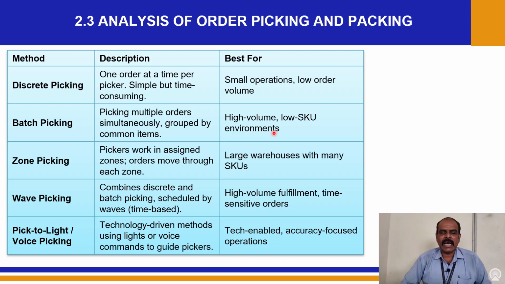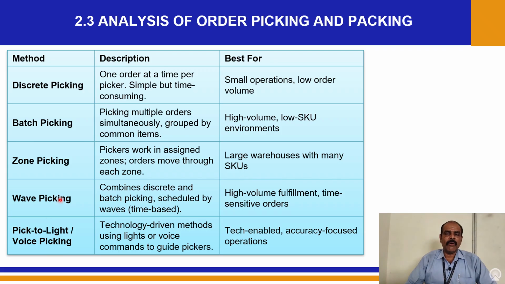The next, zone picking. Pickers work in assigned zones. Orders move through each zone. So zone 1 will be one, zone 2 the next, zone 3 the next. Likewise, if you get an order which has work in all these zones, first one zone will finish, and that order as well as the products will be moved to the next. Usually it is used in large warehouses where SKUs, that is stock keeping units, are very high.